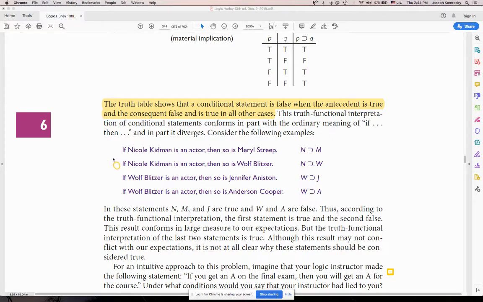Let's look at this one. If Nicole Kidman is an actor, then so is Wolf Blitzer. We know Nicole Kidman's an actor, so this is true, the antecedent. What about Wolf Blitzer? He's some news dude on CNN, I believe, or he was. So we know this is false. So true, false, and that was the only time the whole thing was false. So we know this conditional, this if-then statement, is false.